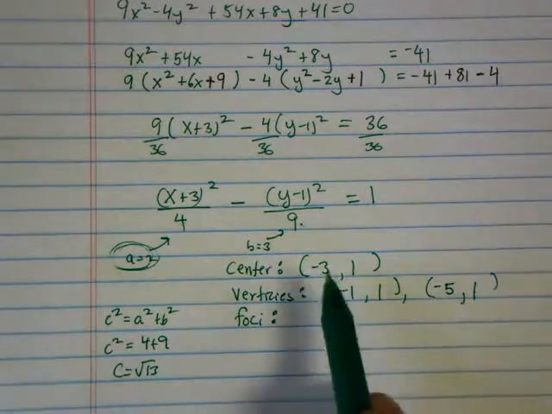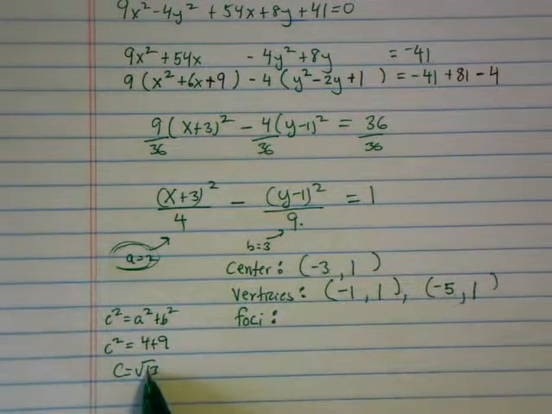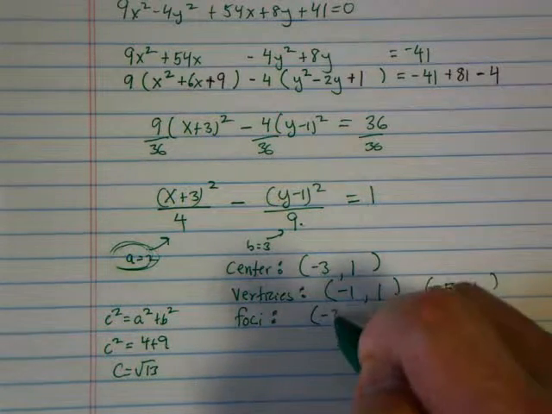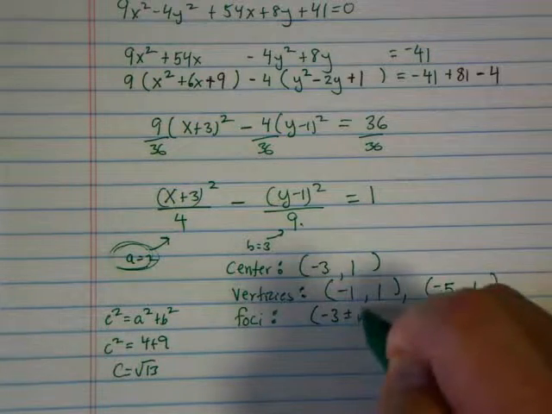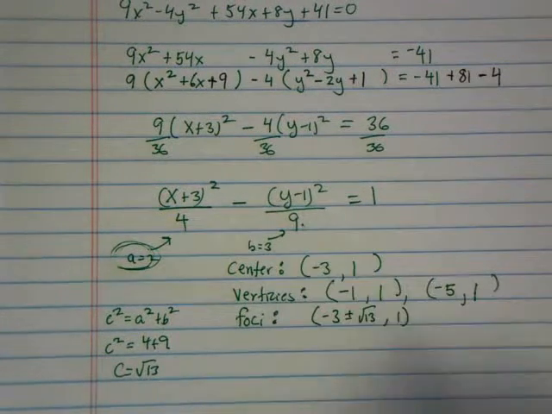Again, I start at my center, and what am I going to do with the square root of 13? Because I'm moving left and right, I add it to the x's. How about -3 plus or minus? X is -3. So we would write these as -3 plus or minus square root of 13, comma 1. For an ellipse, it's a squared minus b squared. For a hyperbola, it's a squared plus b squared.